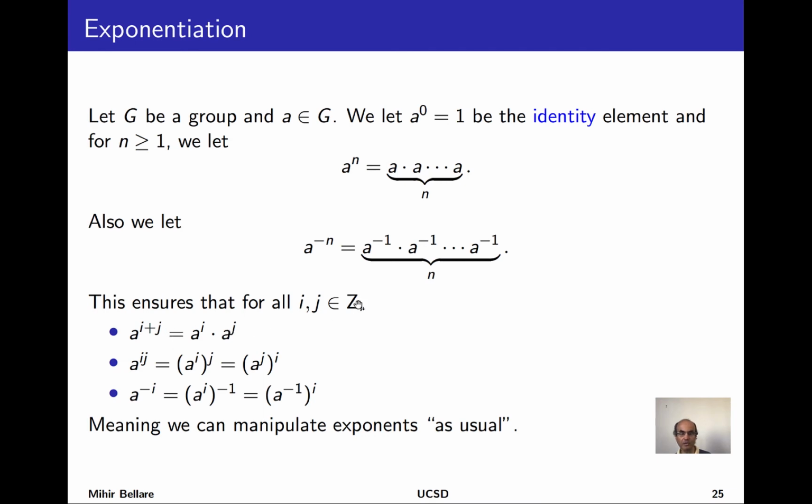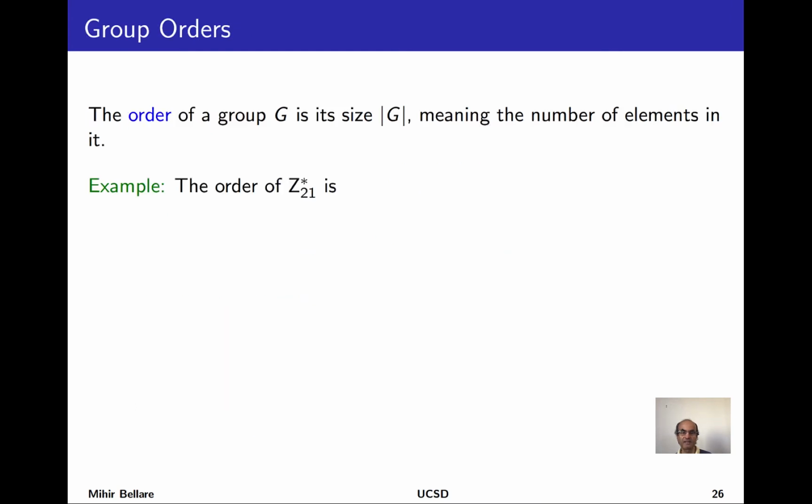The exponents are always integers. They can actually be positive or negative. A is a group element. This is saying raise A to the sum of these two numbers is the same as raising A to the i and operating on A to the j. And this is A to the i operated on itself j times and so forth. A to the negative i you can compute either by raising A to the i and taking the inverse in the group, or first taking the inverse and then raising to the i. With this done, we will be free to kind of use exponents and manipulate them in the usual way.